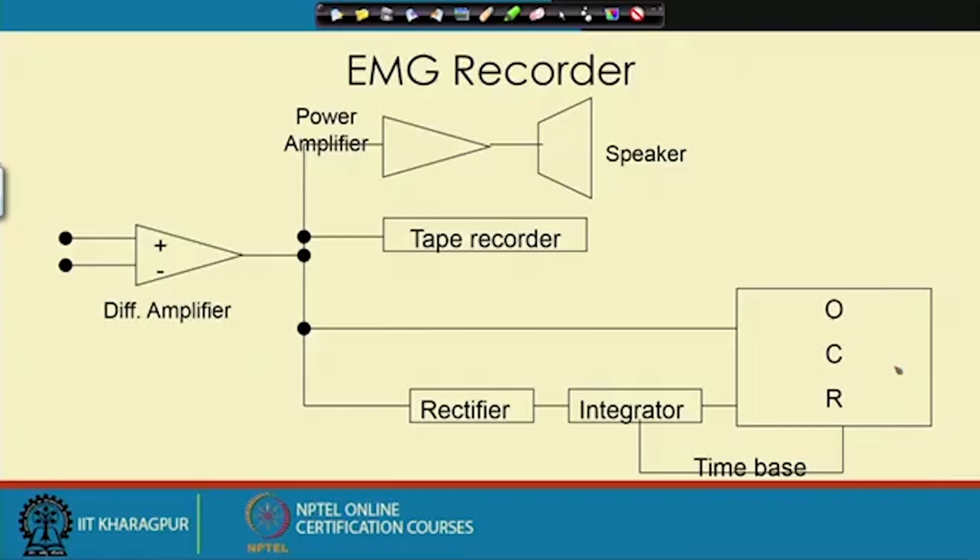The other mode of actually judging that is, whatever signal we get, we give it to the CRO after rectification and integration. This rectification and integration will provide us the envelope of the signal. Later on we will get more details on what we mean by the envelope, but at this point you can take it this way: it will give us the level of the signal, and that we can visualize in a CRO.